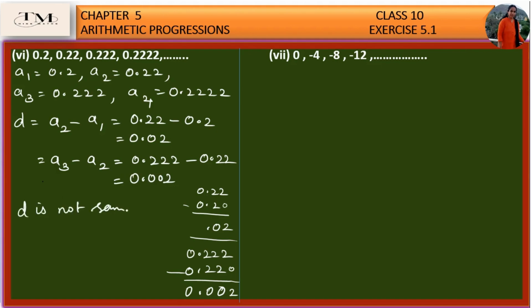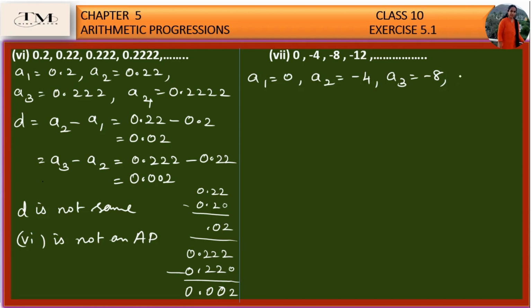So if D is not same, then the sixth problem is not an arithmetic progression. Okay. Next, seventh one. Here the first term is 0, second term is minus 4, third term is minus 8, fourth term is minus 12.